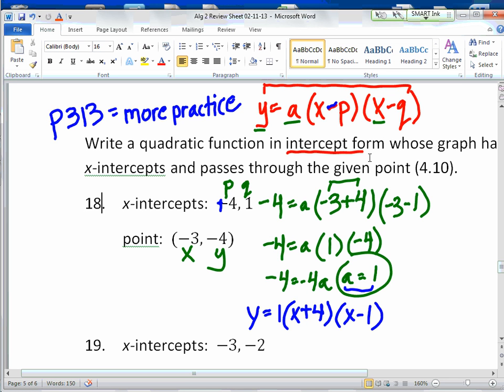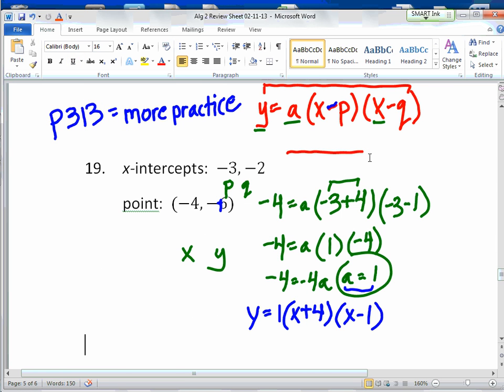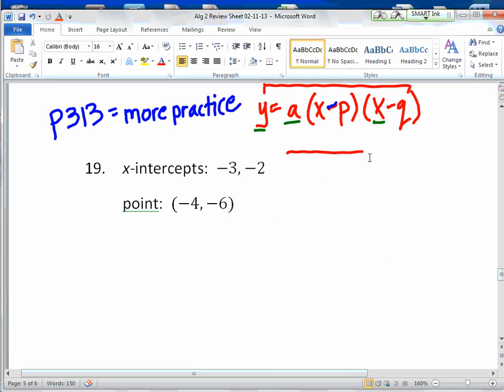Okay, moving on to number 19. It's the same problem, just different numbers. So let's label everything again. The point is x, y. The intercepts are p and q. And then we're just plugging everything in to figure out what a is.